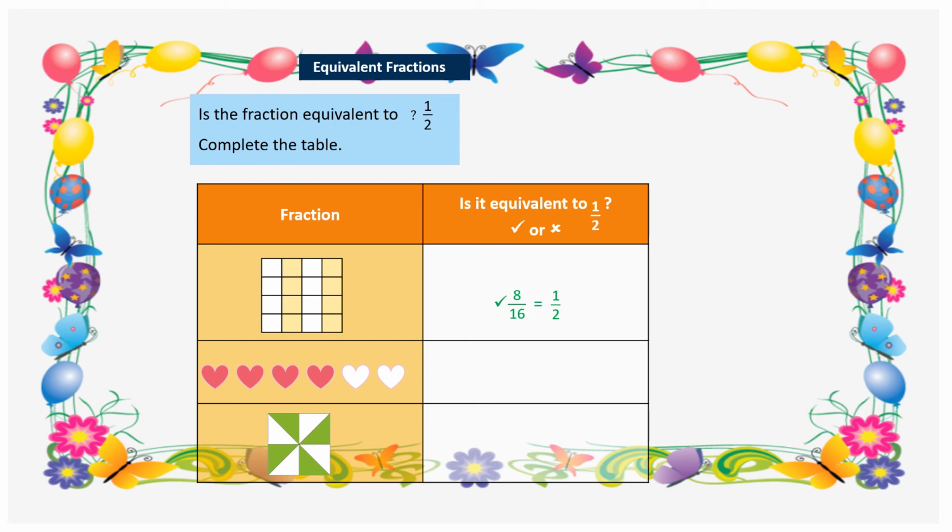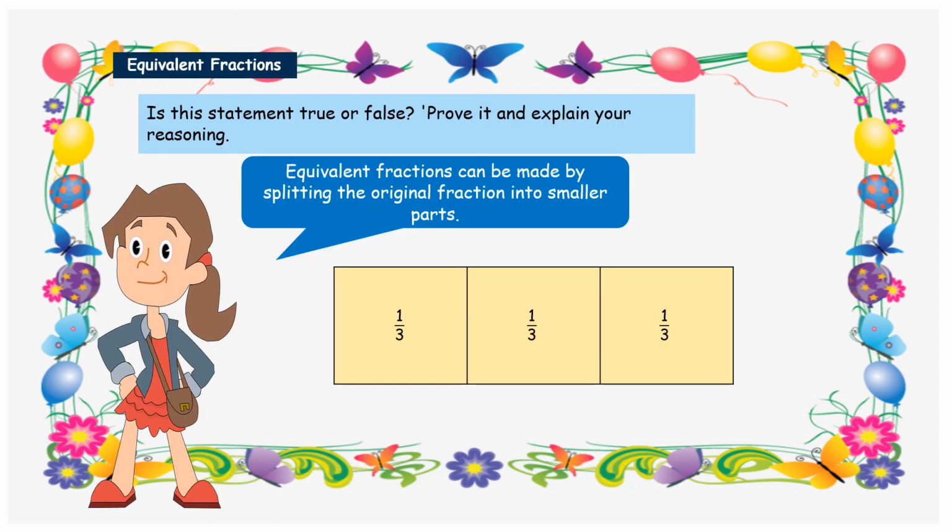As you can see, this shape, when divided into 2 equal parts, has 1 here and another 1 here. So we have half. And if we further break down 8 and 16, you would see that 8 can go into 16 2 times. So we have half. Now what about the second one? Is it equivalent to half? No, it is not. And the last one, yes it is, for 8 is also equivalent to half.